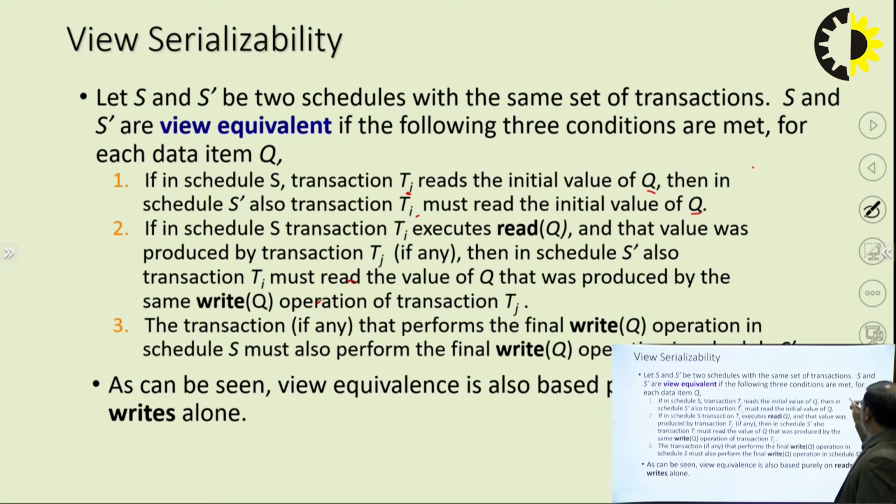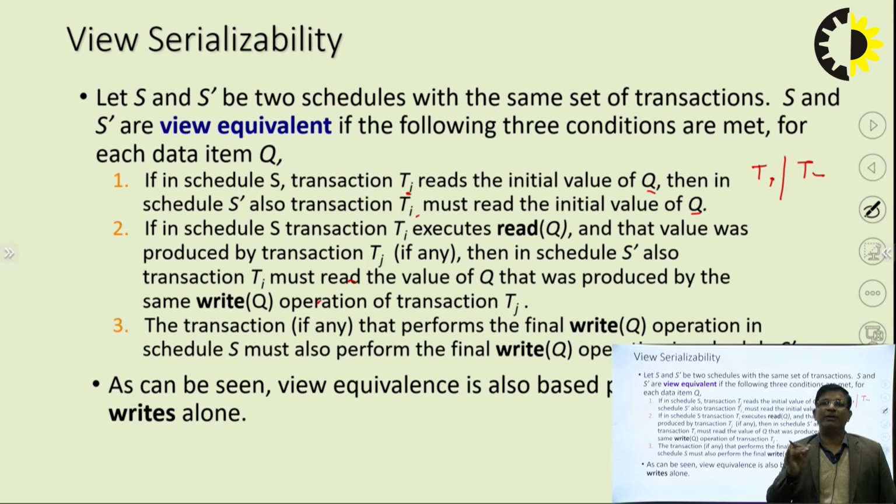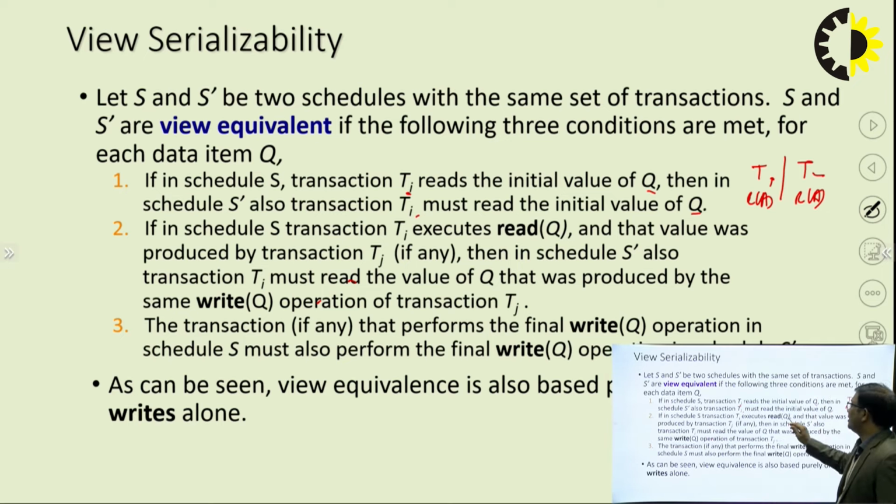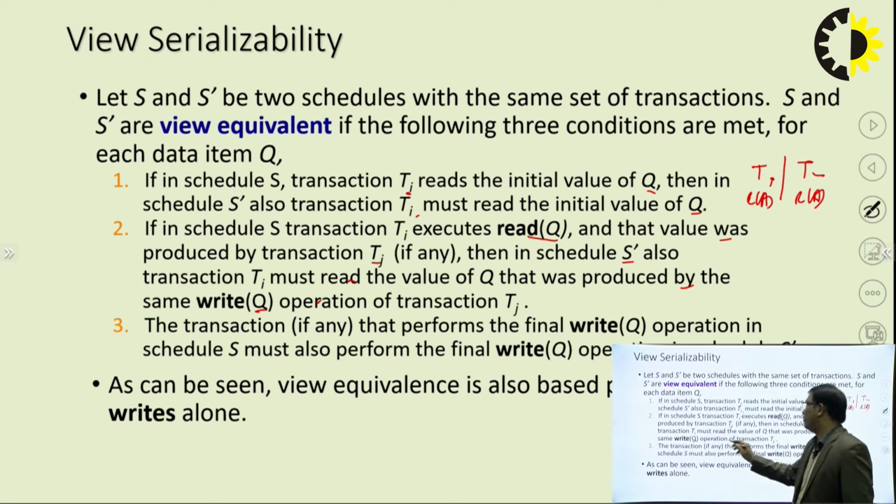It means that in T1 and T2, read operations are allowed in both transactions on the same variable, like read A and read A. The second is, if in schedule S transaction Ti executes a read operation and that value was produced by transaction Tj, then schedule S dash must also read the value of Q that was produced by the same write operation of transaction Tj. It means for what?